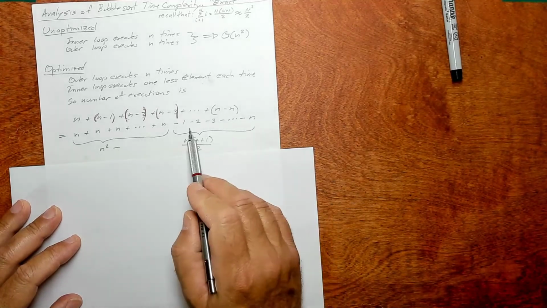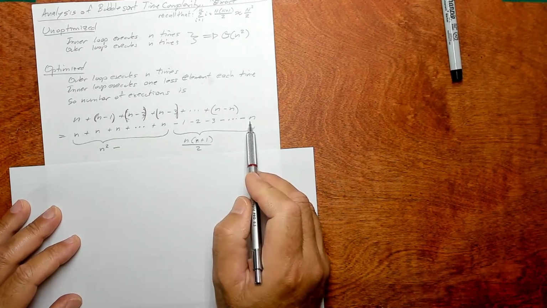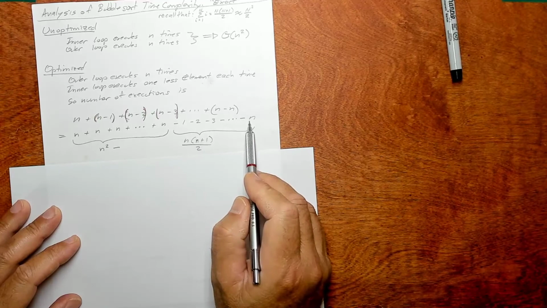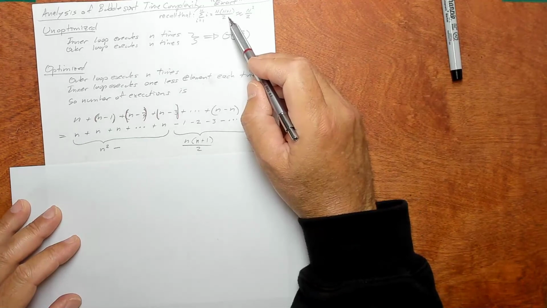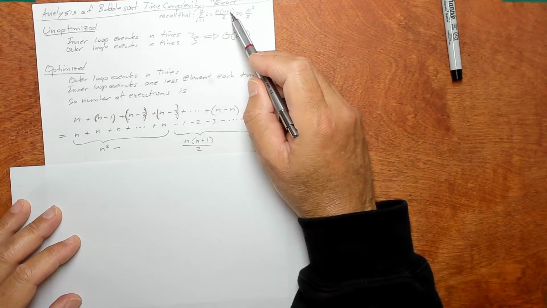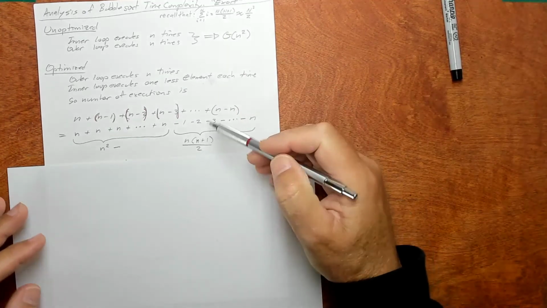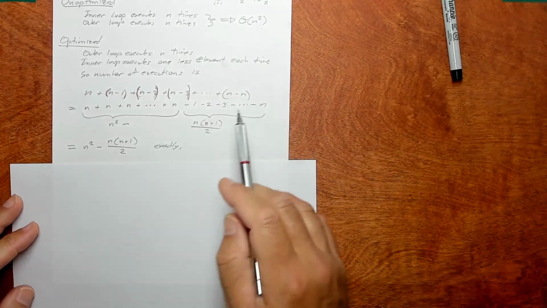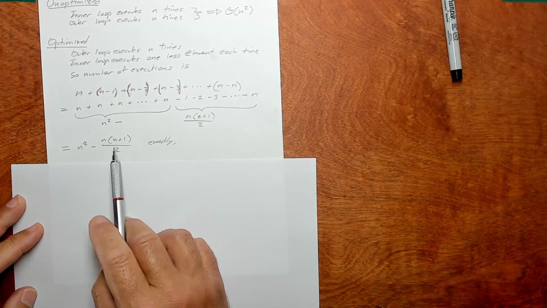And all these numbers, does this look familiar? These numbers are the arithmetic series that we looked at in the math notes. This is just 1 plus 2 plus 3 plus 4 all the way to n with a minus sign in front. So we happen to have a formula for that: n times (n plus 1) over 2. This is the formula for an arithmetic series. So throw that in there and you get n squared minus n times (n plus 1) over 2. So this is the time complexity of optimized BubbleSort exactly.